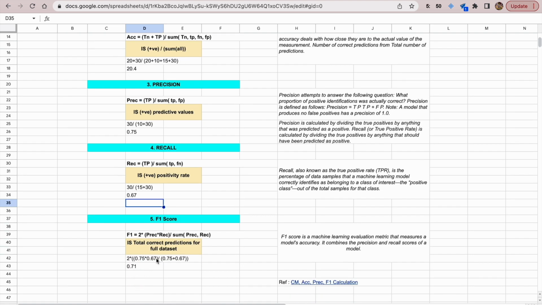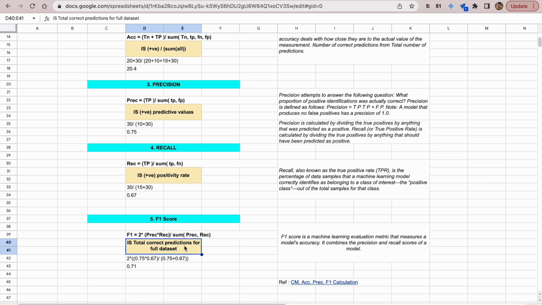And the F1 score is the harmonic mean of the precision and the recall. Basically, the F1 score is a metric that measures the model accuracy. But why do we need the F1 score when we already have the precision, recall, and the accuracy? Why do we need it? Because we want to see the total correct predictions for the complete data set.